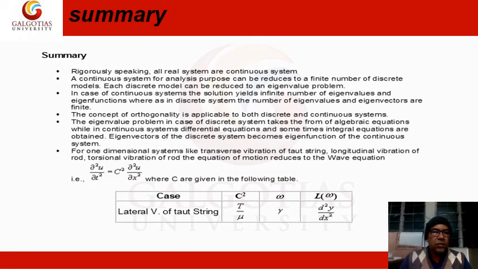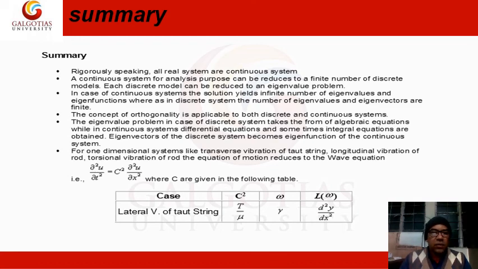Now we'll come to the summary. Rigorously speaking, all real systems are continuous systems. For analysis purposes, a continuous system can be reduced to a finite number of discrete mass models. Each discrete model can be reduced to an eigenvalue problem. In the case of continuous systems, the solution yields an infinite number of eigenvalues and eigenfunctions, whereas in the discrete system the number of eigenvalues and eigenvectors are finite.